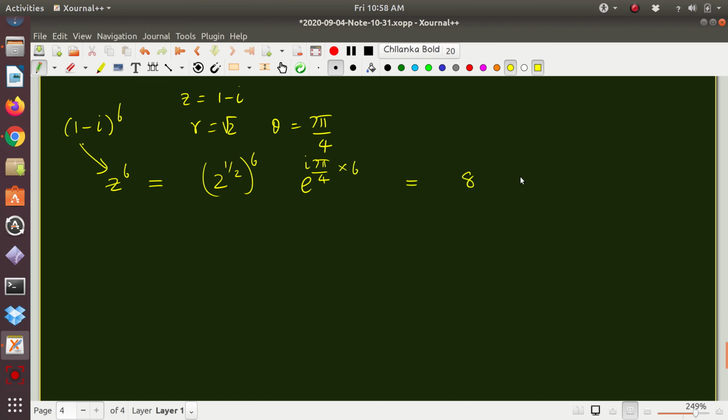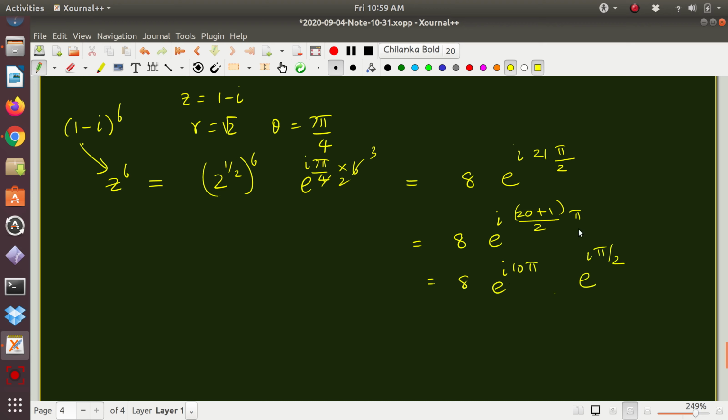Now here is something very important. 2 2s are 4, 2 3s are 6. So i times 21 pi by 2, right? I can write this as 8 times e to the i, and I can write 21 pi by 2 as 20 plus 1 upon 2 pi. This is nothing but 8 times e to the i, 20 by 2 is 10, i times 10 pi times e to the i pi by 2.